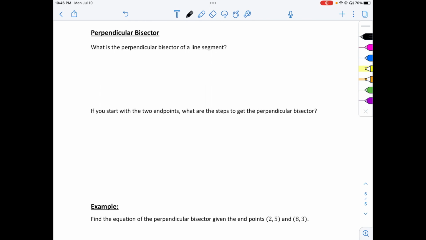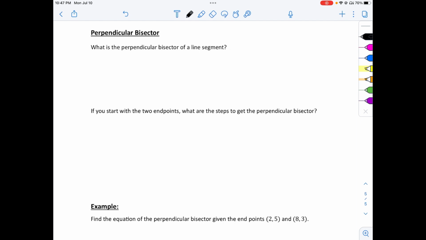This next topic sort of combines concepts of the triangle median and the triangle altitude. However, this is related to just a line segment, not to a triangle, so it works with any line segment, and it is called the perpendicular bisector. So the perpendicular bisector of a line segment is a line that intersects a line segment at a 90-degree angle, and it intersects it directly in the middle point.